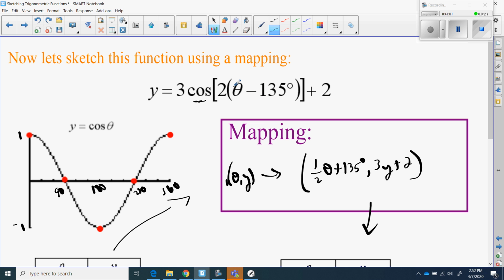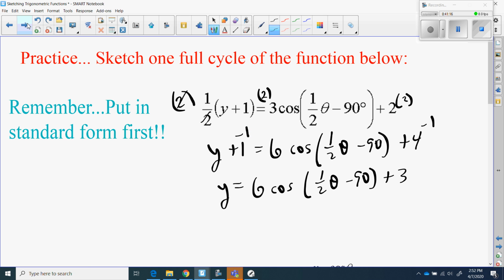Notice how there was a 1 in front of the theta when I identified this horizontal phase shift. Any coefficient of theta must be factored out. In the first two examples, it was done for you. In this example, we need to do that. So I need one more line here. So y equals 6 cosine, put a bracket. You must factor out the 1/2 theta.